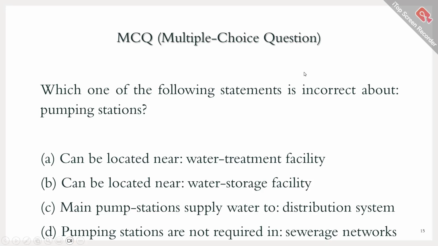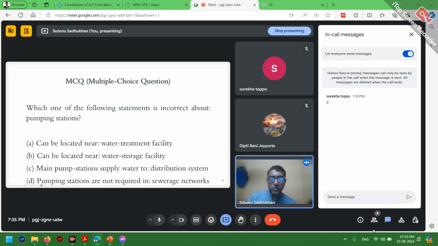You have to identify the incorrect statement about pumping stations. Among these four statements, which one is incorrect? Pumping station can be located near water treatment facility or water storage facility. Main pump station supplies water to distribution system, and pumping stations are not required in the sewerage network. Which one do you think is incorrect? I will answer after 1 minute. You can type the option in the chat box.